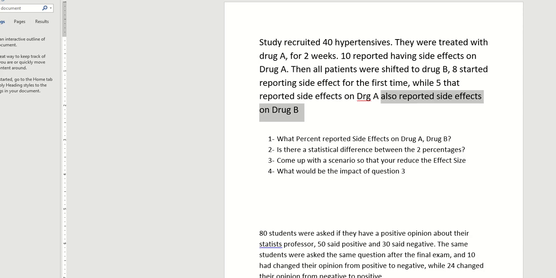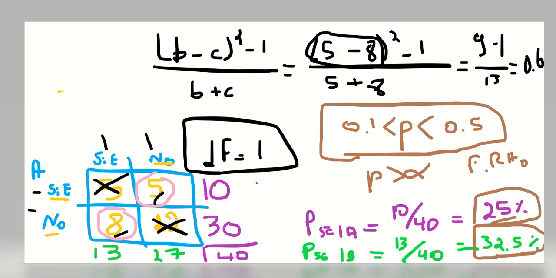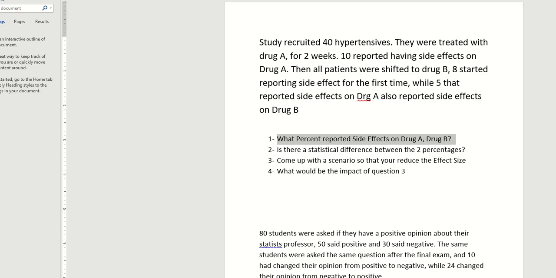So the first question we had, what percent reported side effects on drug A and what percentage reported side effects on drug B? We did this calculation, 25% on drug A and 32.5% on drug B. To be able to answer that question, we had to set up this table right here, because just by reading, you could not have figured it out. Is there a statistical difference between the two percentages? Remember, we failed to reject, and therefore no, there is no statistical difference between the two percentages. The difference was due to chance only.